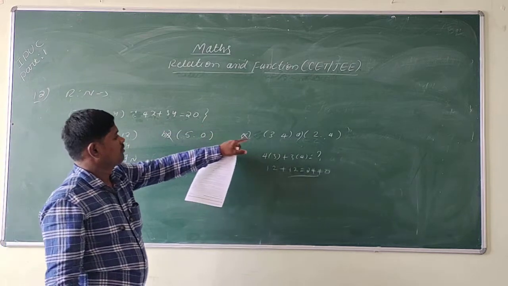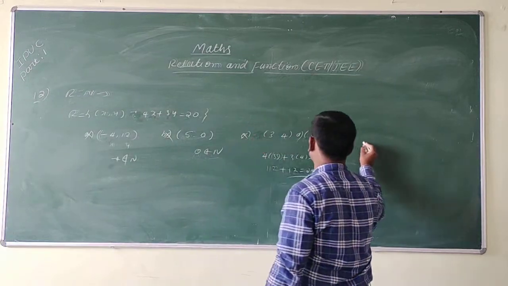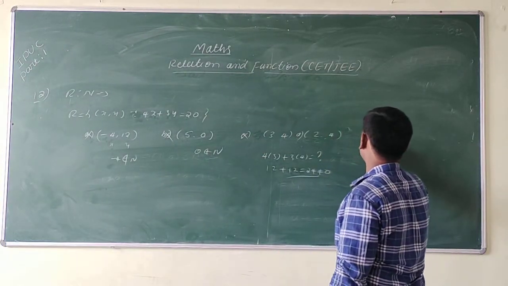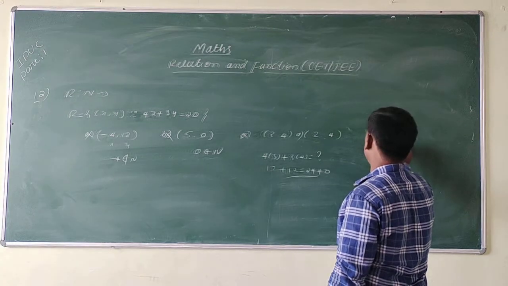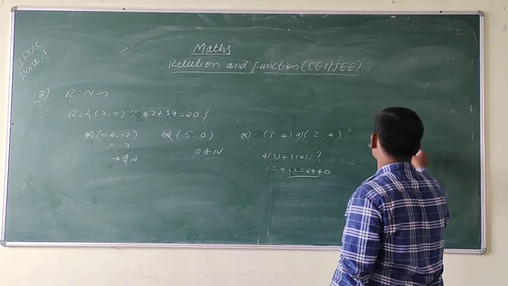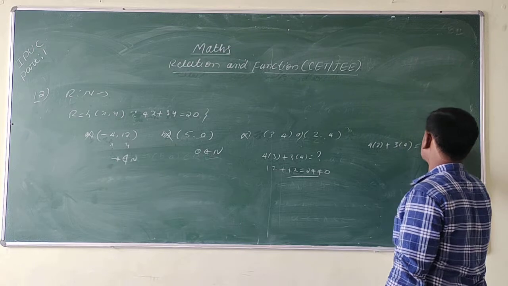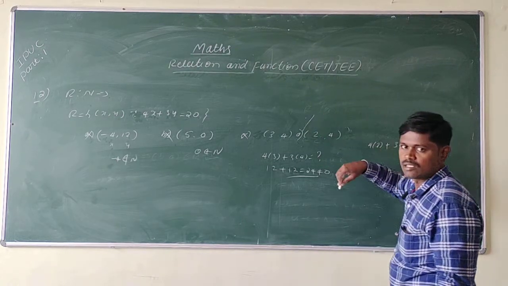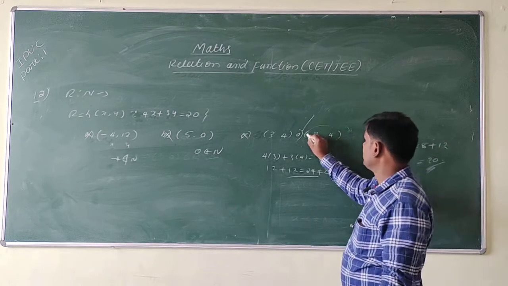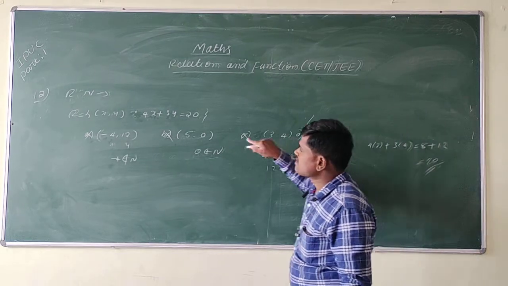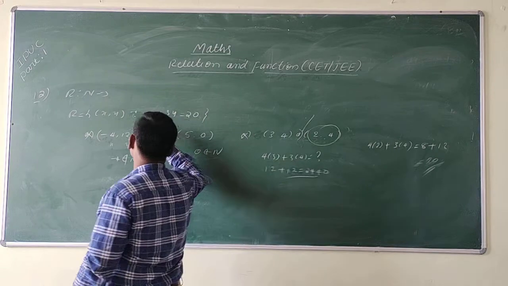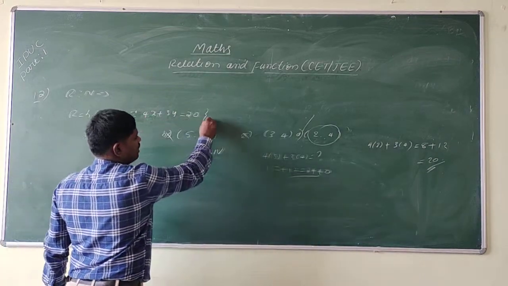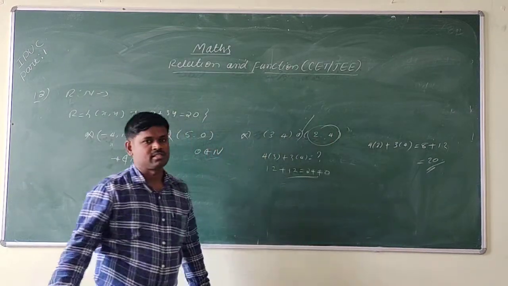Suppose I am taking option D. So 4 into 2 plus 3 into 4, which is equal to 8 plus 12, which is equal to 20. Therefore, option D is the right answer. So this ordered pair satisfies the relation 4x plus 3y is equal to 20. Therefore, option D is the right answer. Okay, write it down.